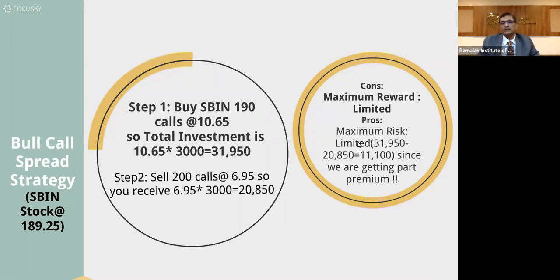But what are the advantages? The advantages are that what's my maximum risk? My risk is 31,000 minus 11,100. That's only 20,000. So I have reduced my risk. Instead of 32,000 now, my risk is 11,000. So even if the market does not go bullish, it starts dropping, I know I have already secured 20,000 rupees. So I'm getting the part premium out of this. So that's the advantage of a bull call strategy.